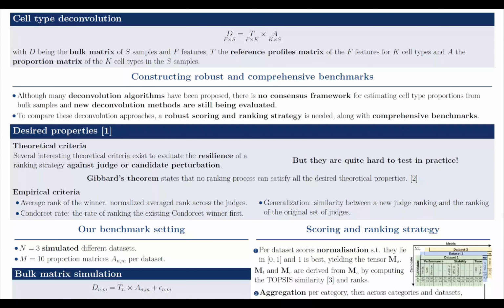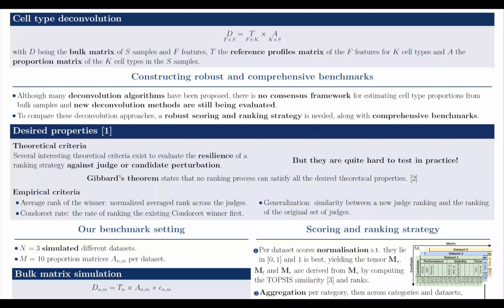No consensus framework for cell-type deconvolution algorithms exists, and new methods are still being proposed and evaluated. For this, we need robust scoring and ranking strategies and comprehensive benchmarks. Theoretical criteria exist to construct ranking strategies resilient to candidates' or judges' perturbations. They are interesting when designing strategies, but quite hard to test in practice.